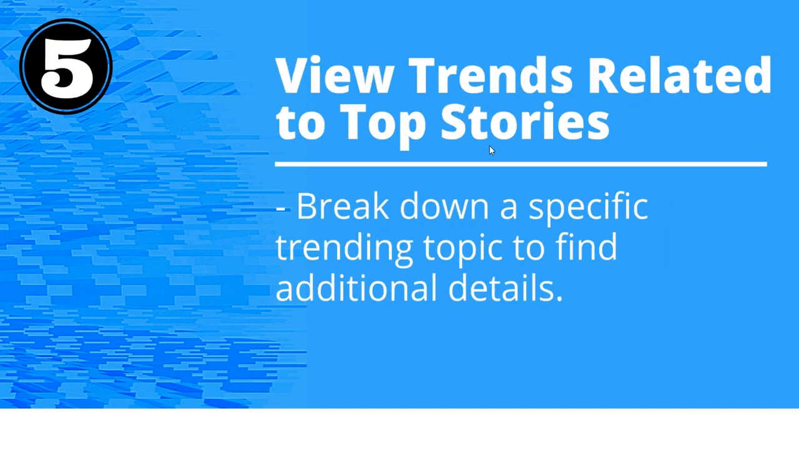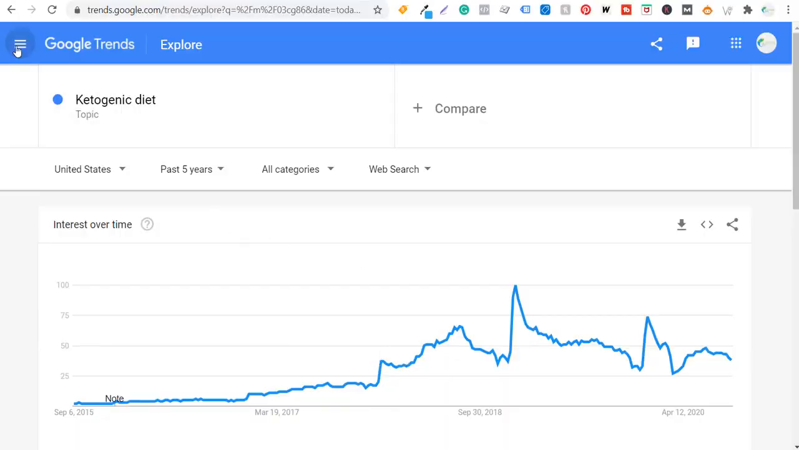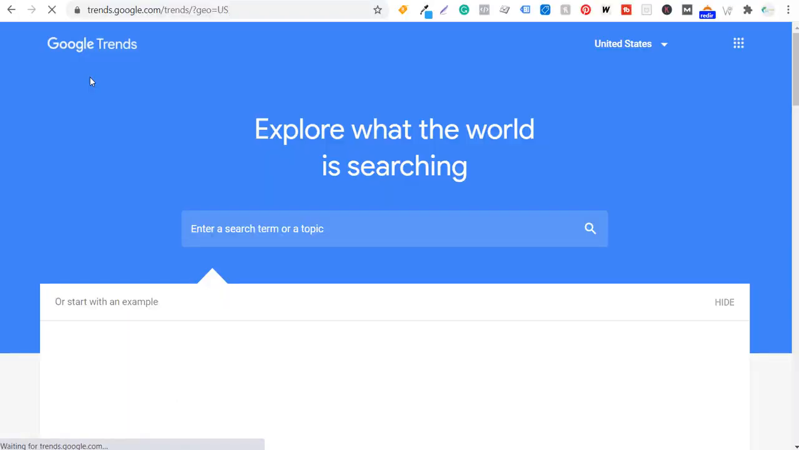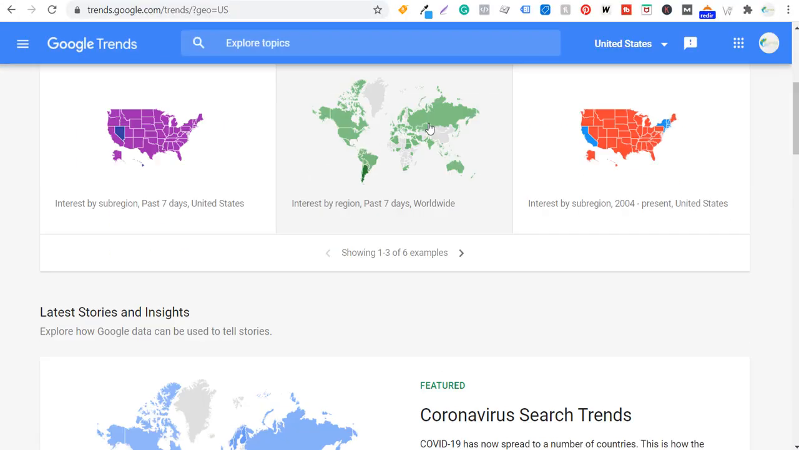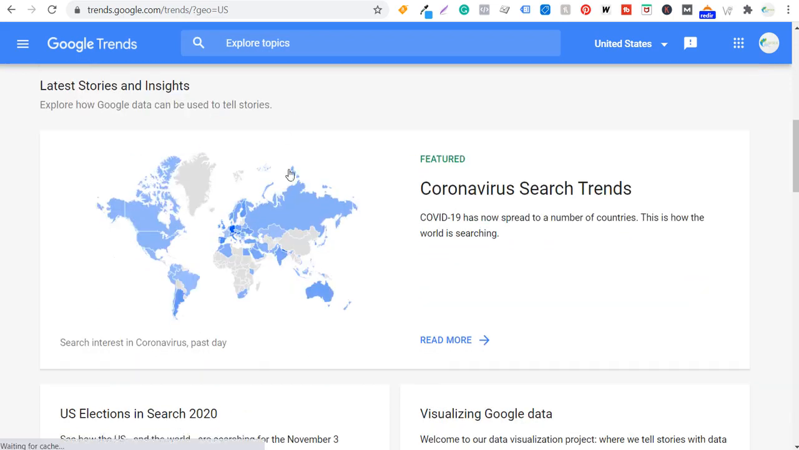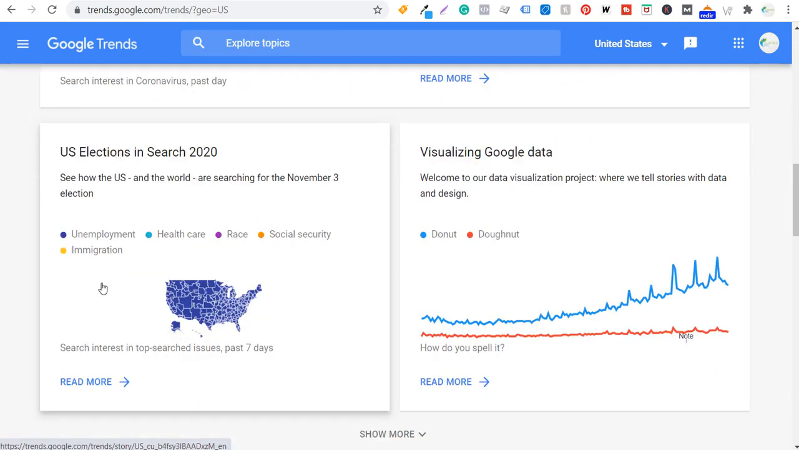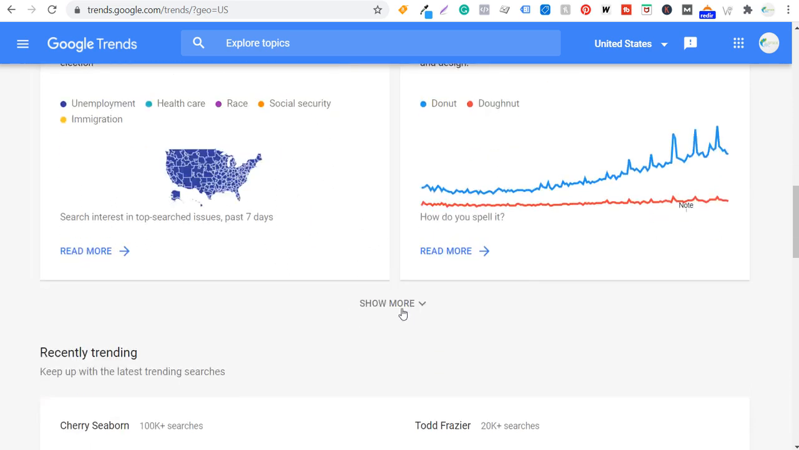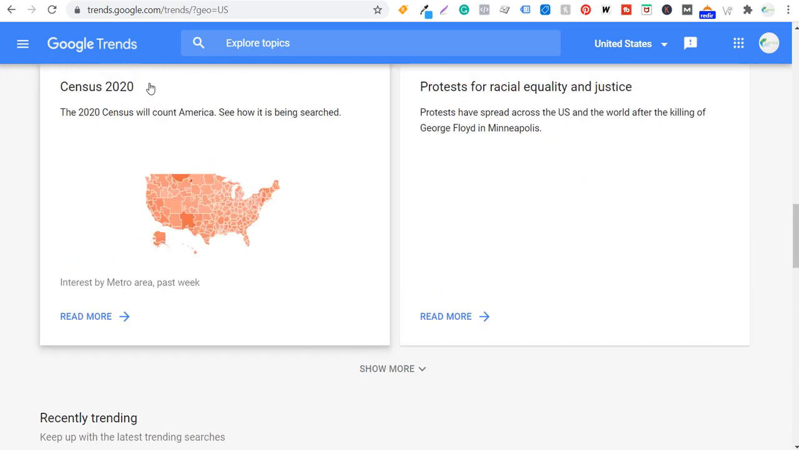Okay, so we'll come down to number 5, view trends related to top stories. They had that big coronavirus card at the very top on the home page of Google Trends. So if we come back over here to home and we scroll down, you can see latest stories and insights. They have US elections. This isn't really going to show most years, but since we have a US election on November 3rd, they're going to have some data about how people are searching about the US election. Now, if we click on show more here, it's going to show more of the most popular things that people are searching.